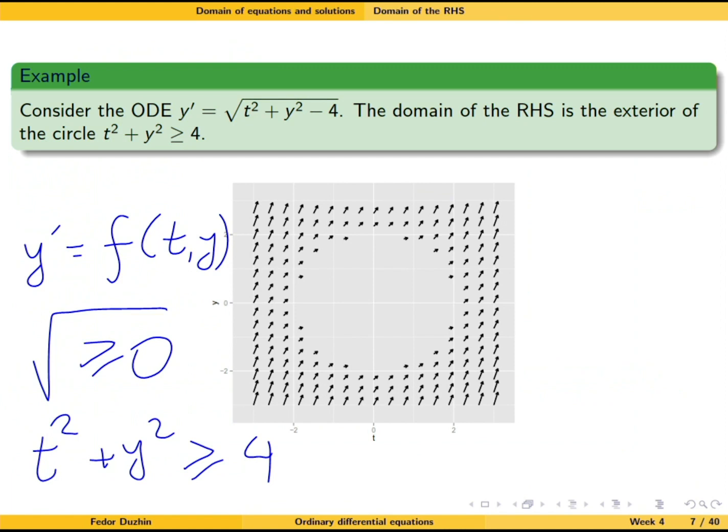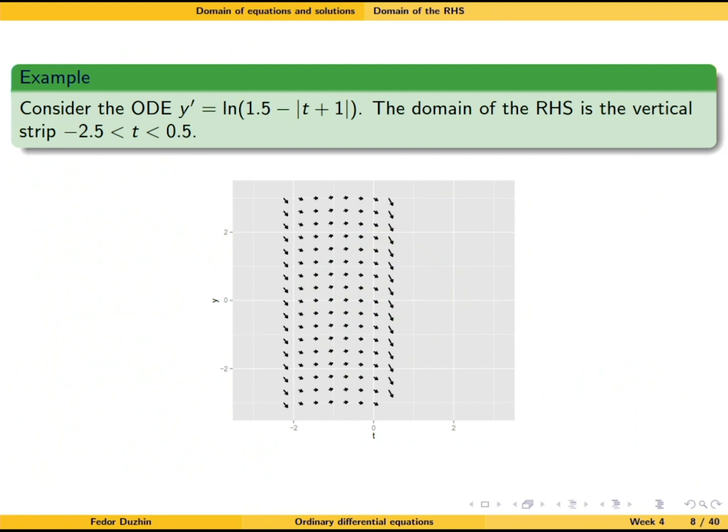Well, and then if you plot the corresponding direction field, inside the circle you're not going to see anything. Here, the right-hand side is simply undefined. It's not available. So the domain is the set of all points where it is well defined, which is the exterior, whatever is not inside the circle.